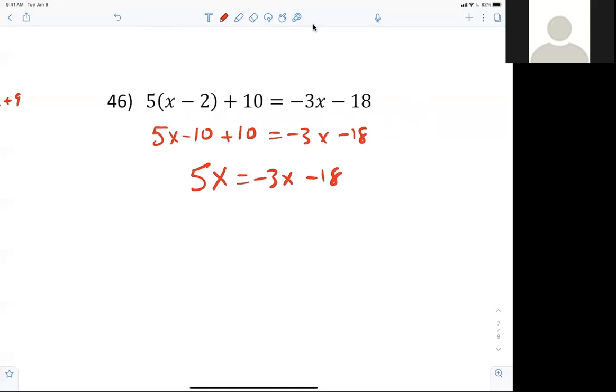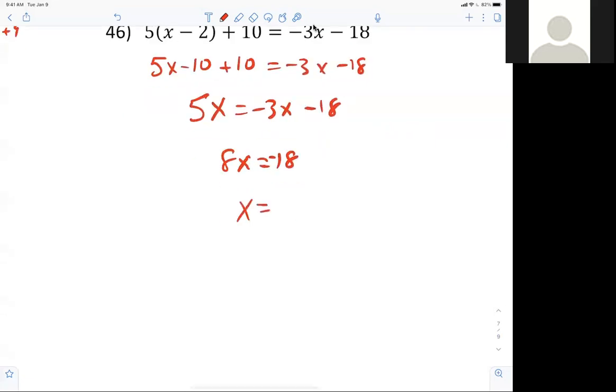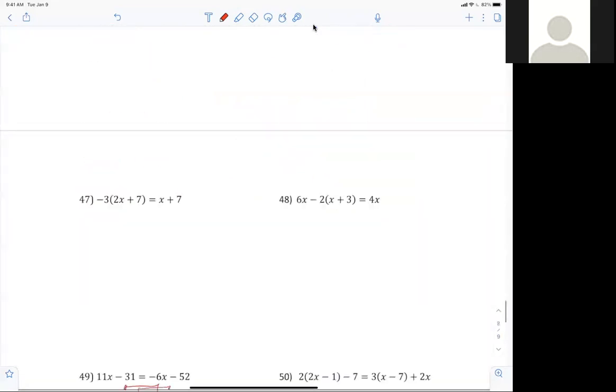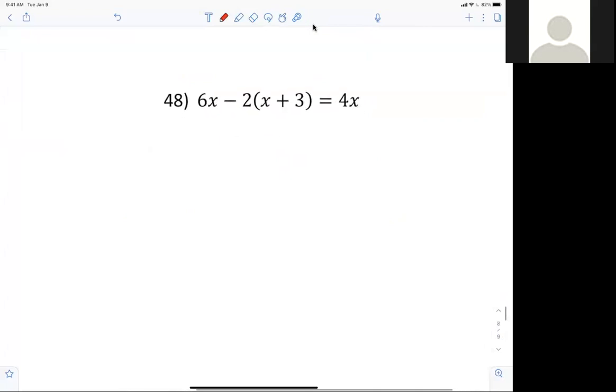And you have to add the 3. So that's what? Good. 8x equals negative 18. And then you have to divide, so it's 18 over 8, which is negative, don't forget the negative. 9 over 4. Thank you. That's perfect. All right, that's good. So let's knock out 48.